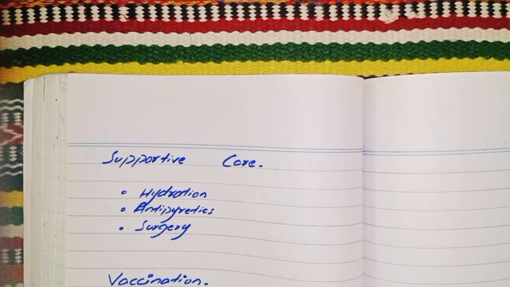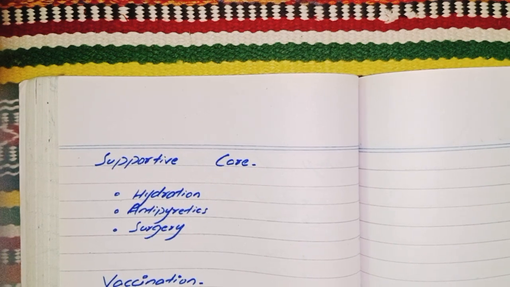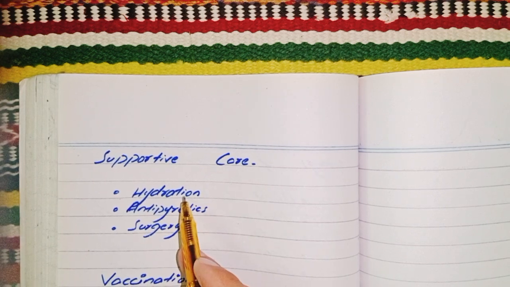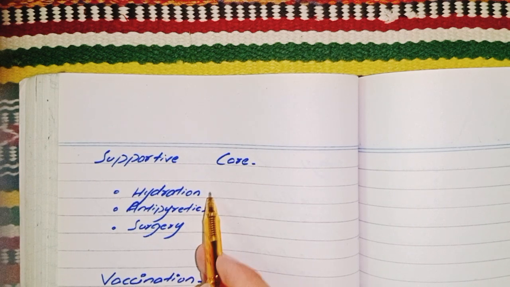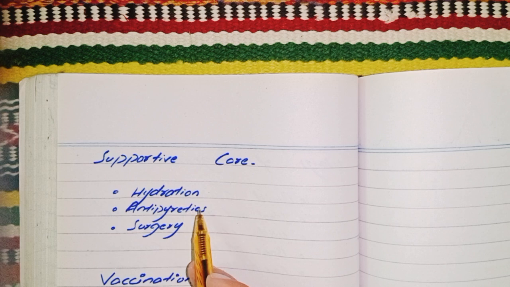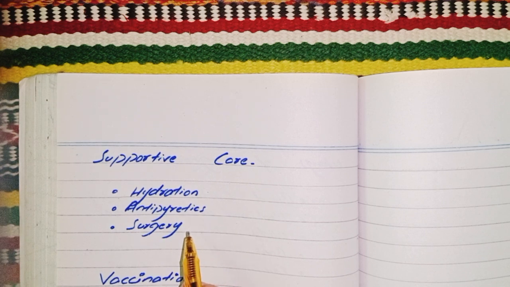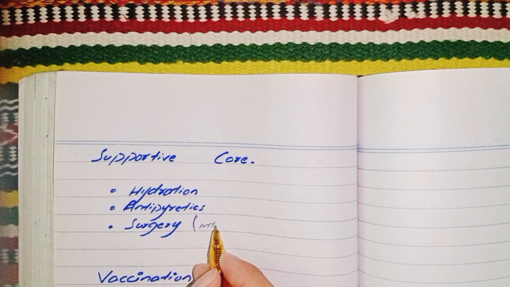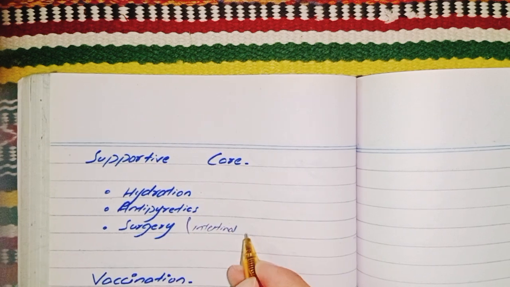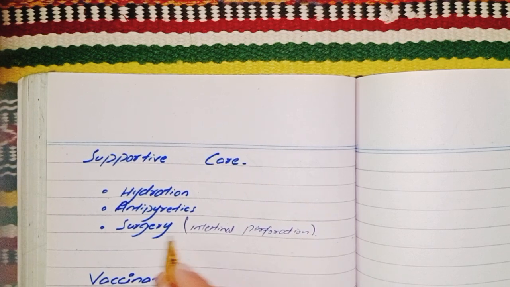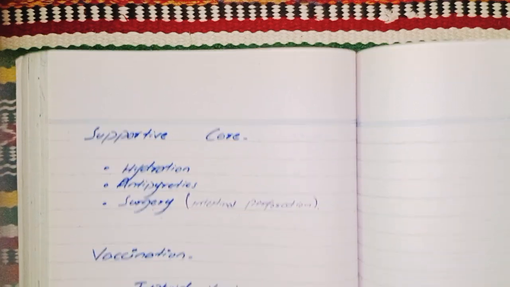Our next section is about the supportive care. Supportive care includes hydration, oral and intravenous fluids to prevent dehydration. Antipyretics are used to manage fever, and surgery, as I mentioned earlier, in cases of intestinal perforation, which is a complication of typhoid fever, surgical intervention may be necessary. Surgery is necessary in intestinal perforation.